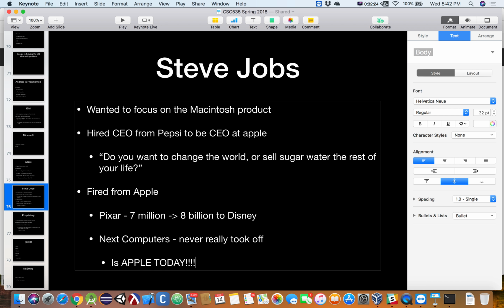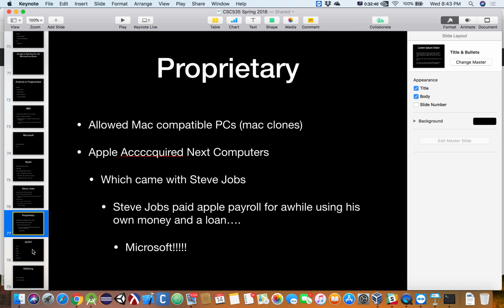And the funny thing is that the only thing not left from that company now is the Apple logo. It's the only thing that didn't come with them. Everything else is from NeXT Computers. So, yeah, kind of an interesting backstory there.